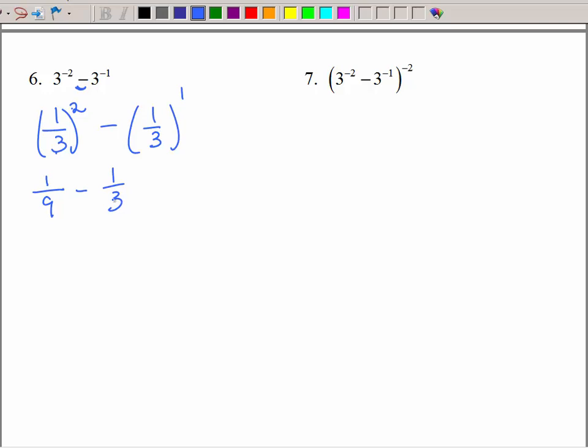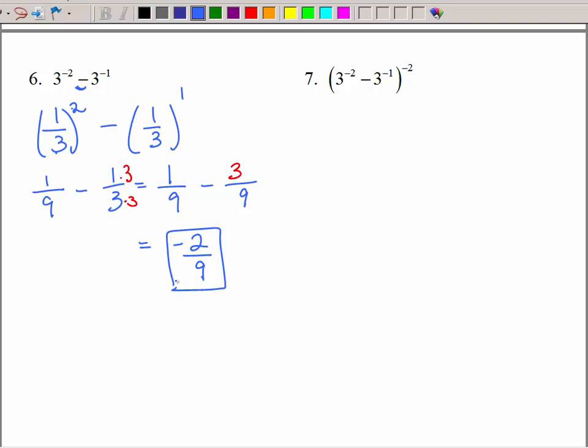So now we go back to about 4th, 5th grade math, find a common denominator, which is 9. So that stays 1/9. Here we multiply by 3 over 3, and that's going to be 3/9. So 1/9 minus 3/9 is negative 2/9. It's not that hard. Don't be afraid of the fractions.